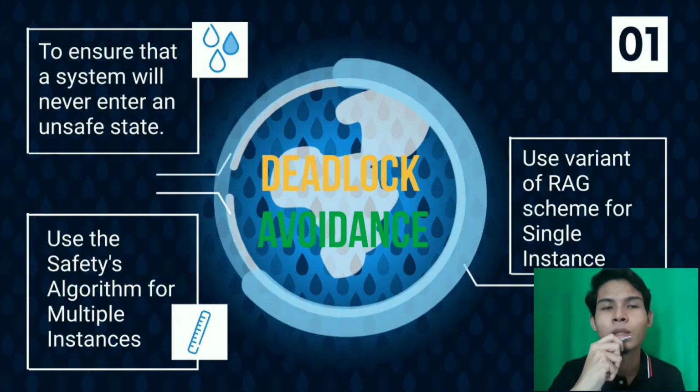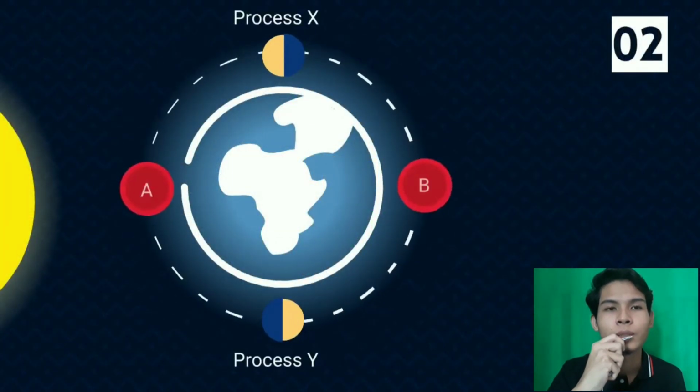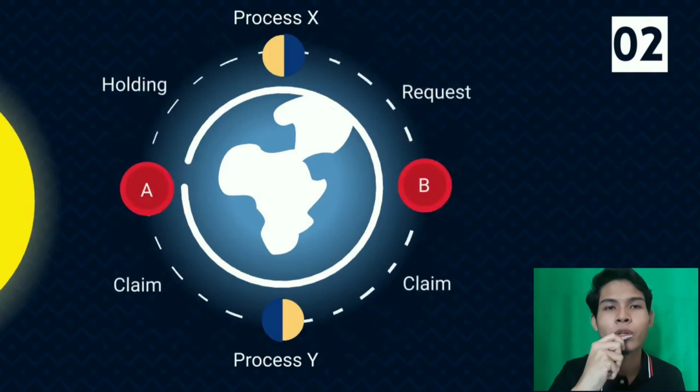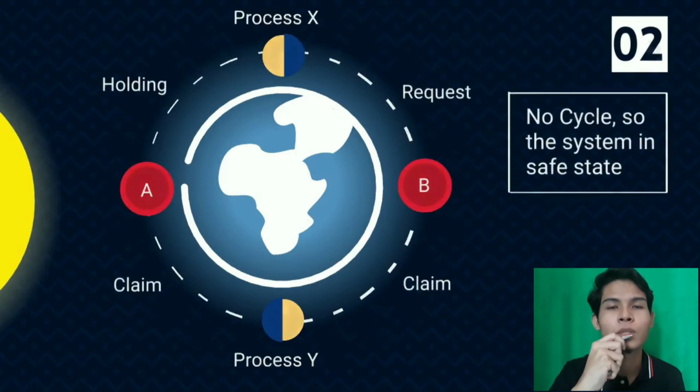Okay, there are two methods which we can use to avoid a deadlock. They are RAG allocation schemes and the safety algorithm. RAG uses a variant of claim edge. Claim edge indicates that process A may request resource Y and process B may request resource Y. Hence, the RAG shows no cycle, so the system is in a safe state.